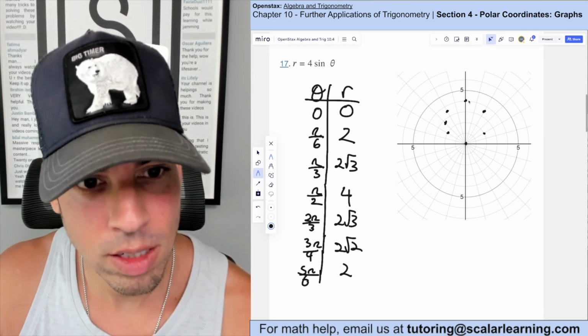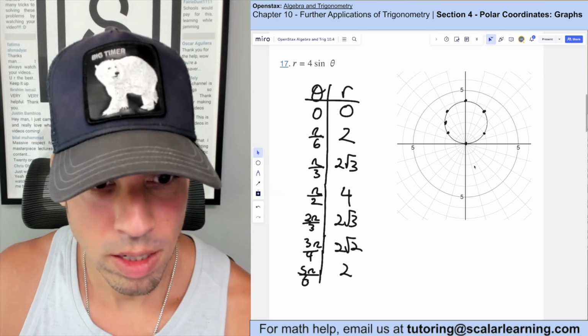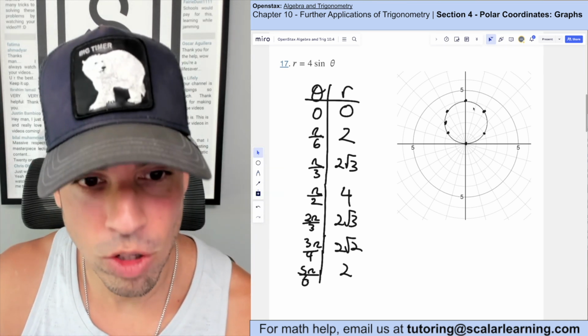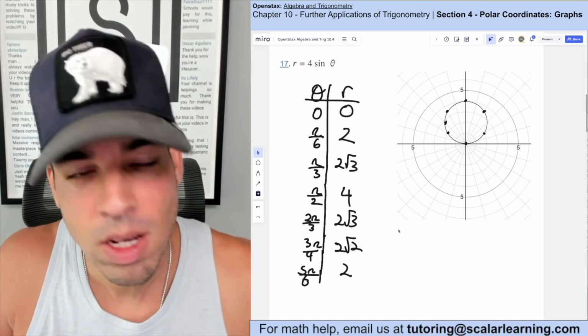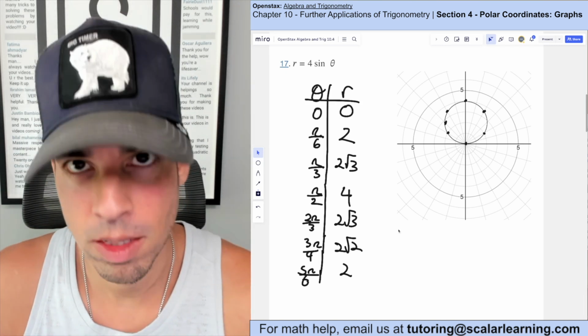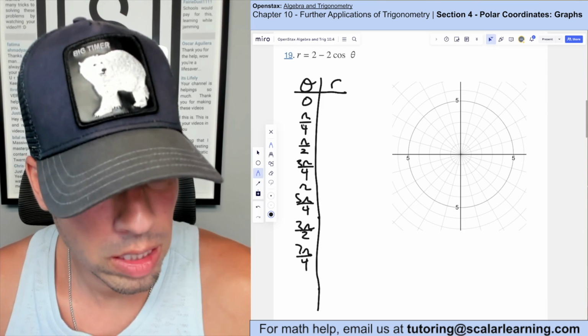So what you can kind of see is we have a circle. And there we go, I kind of connected the dots. Now, if you continue to go around, you would just keep re-outlining the circle over and over. But that's what this is. This is a circle. That's how you do it. Done. So for this one, we're going to plug in these different values here.